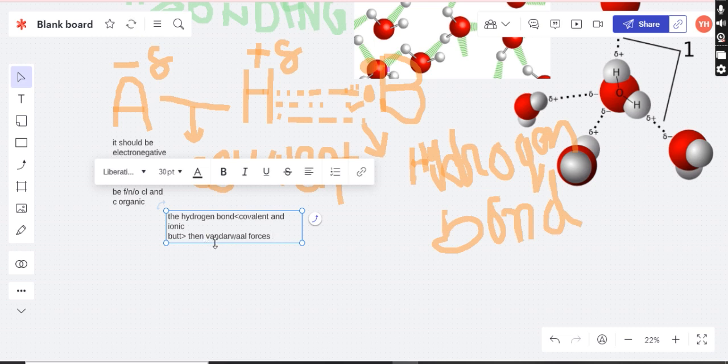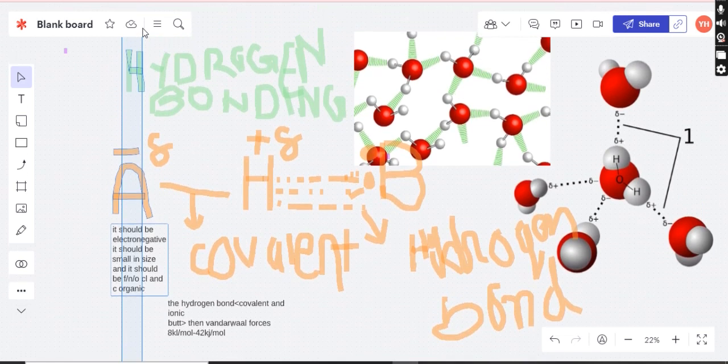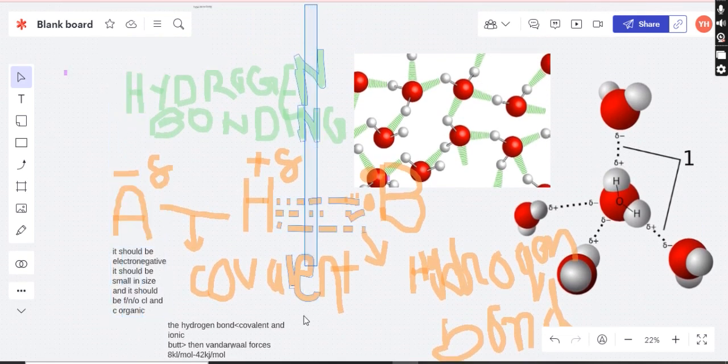The energy of the hydrogen bond is about 8 kilojoule per mole up to, I think, 84 or 24. Let me just confirm it. Is it 84 or 24? It's 42 kilojoule per mole. You should keep this point in your mind while dealing with the questions. So let's move up again and erase it.